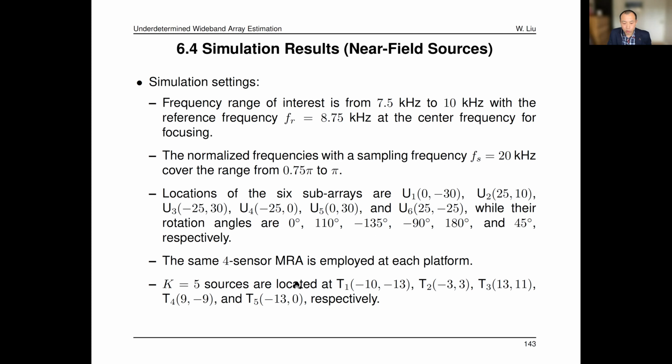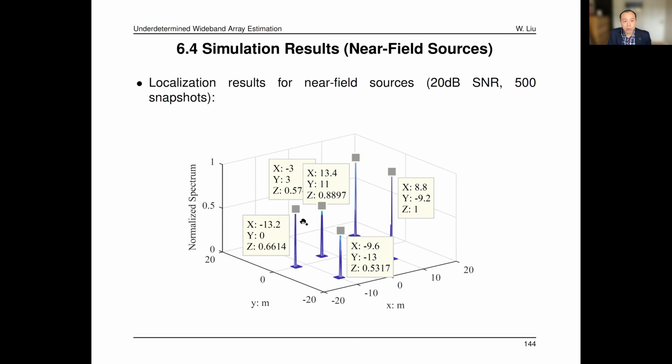We have 5 sources located at these positions. Because there are 5 sources, again it is underdetermined. And here are the localization results. They are basically very close to the true target locations.